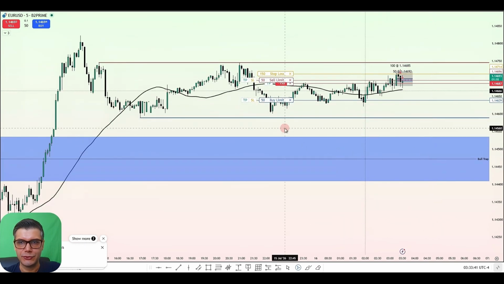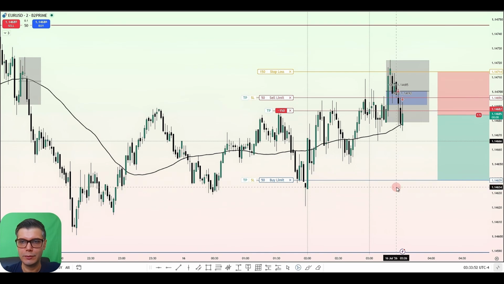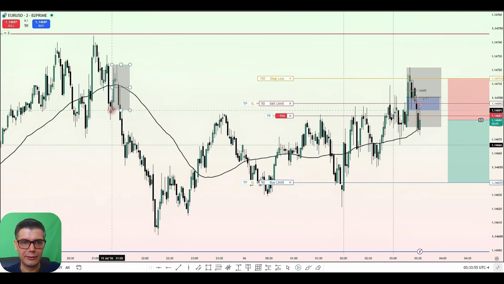So here's a 5-minute chart. We have these equal highs and these lows. Let's go back to 2-minute chart. Over here, we have one bull trap. This is a bull trap only because the price made a new low.